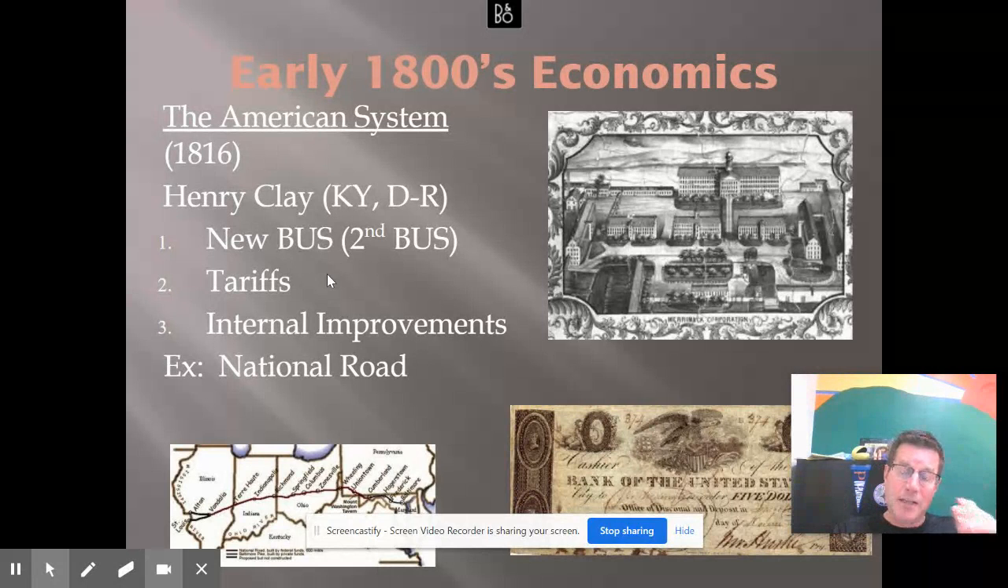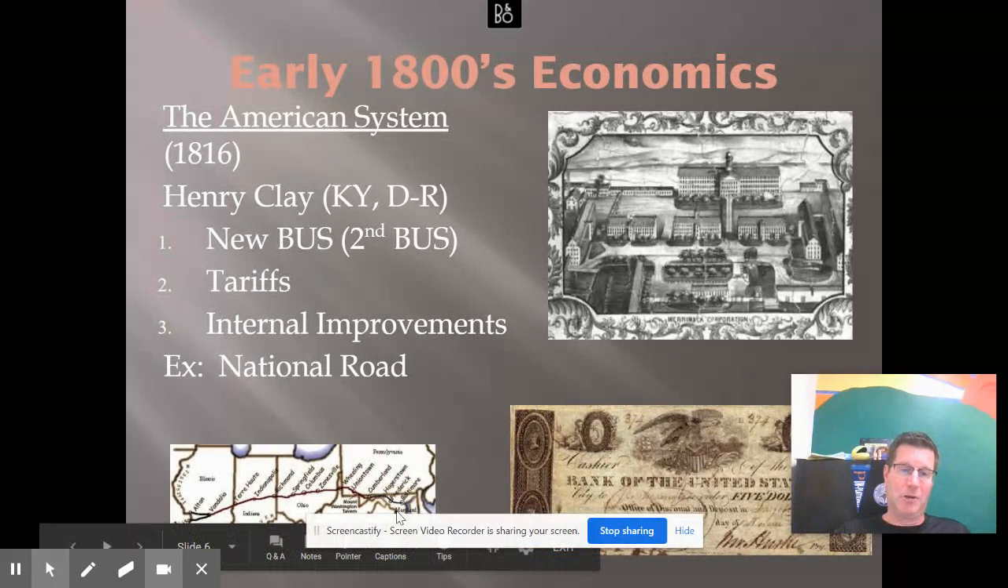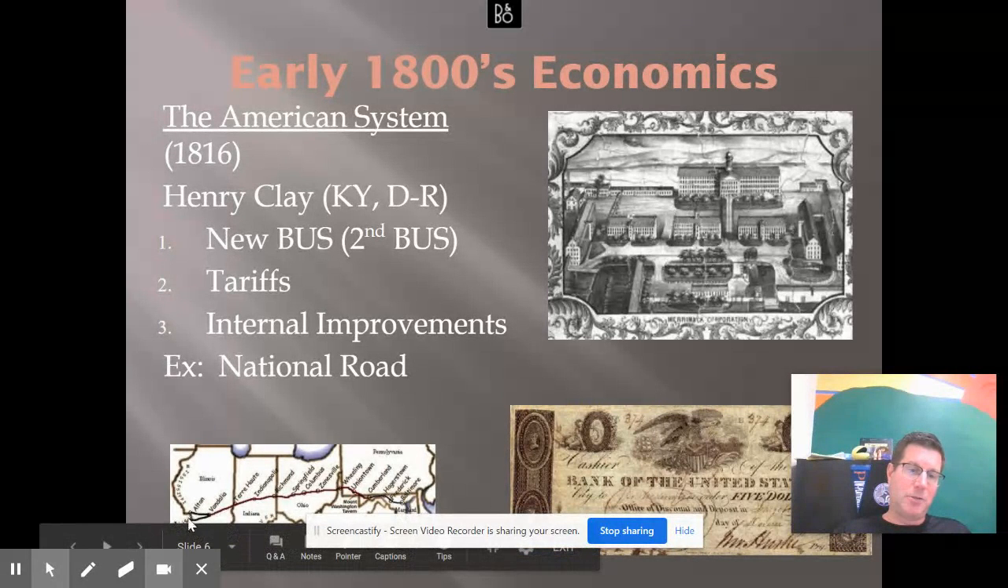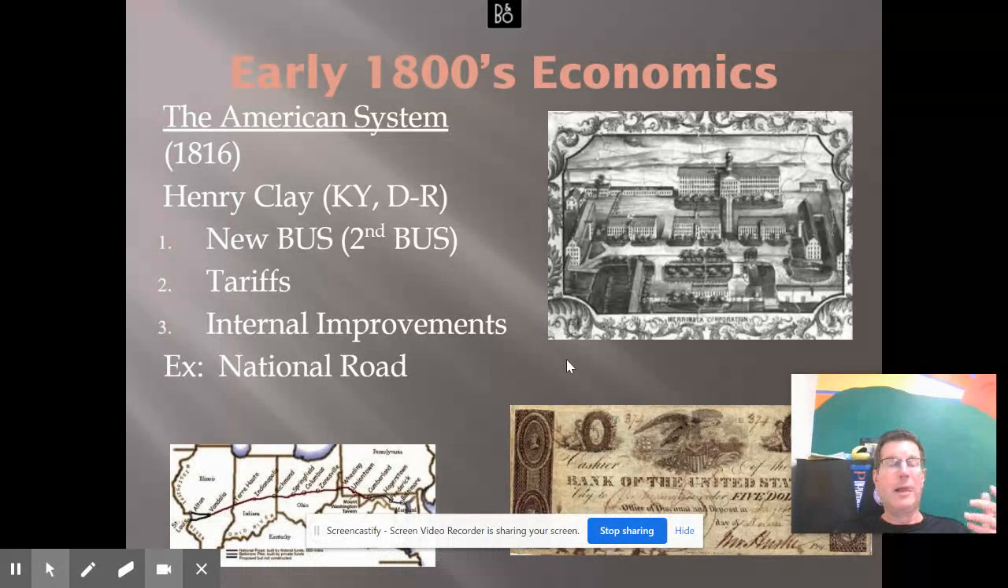And finally, the government is going to sponsor internal improvements. For example, we're going to build a national road, as I mentioned earlier, from Maryland all the way out to St. Louis. And there's also canals sponsored by the federal government, roadways, that kind of thing.